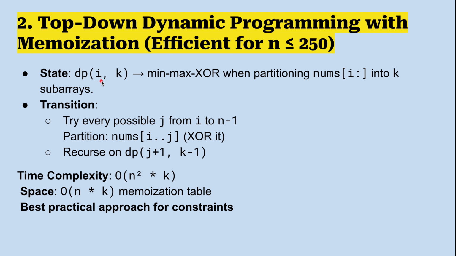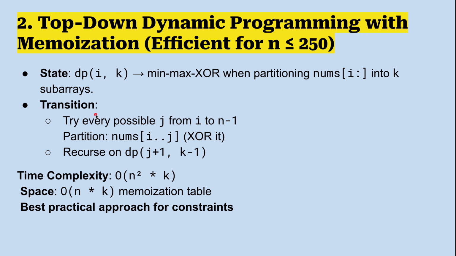Let's suppose we'll call them I and k. So you can find the min and max XOR when partitioning the nums at I. When we move to the nums at I, we'll take how many partitions we need, right? At each index, how many partitions are possible, that you can get from the states. You can get all the subarrays at this index for this number of partitions.